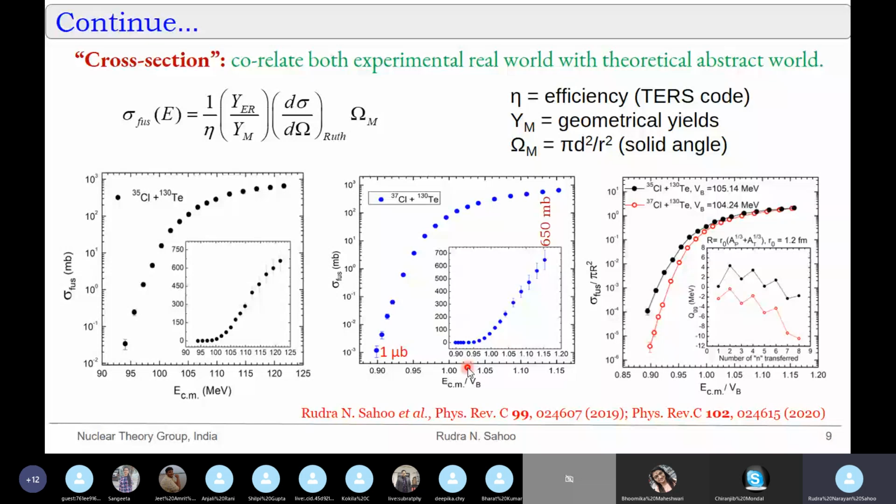And you will not get this kind of experiment in any other field of physics except nuclear physics. This is the beauty of nuclear physics. So far so good. We measured the fusion excitation function of both the systems.